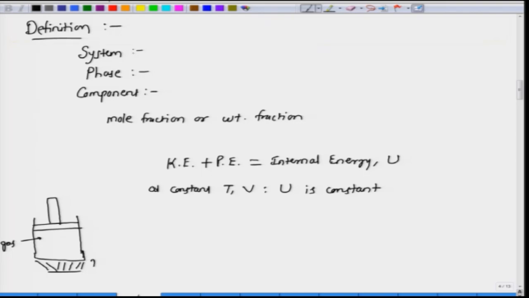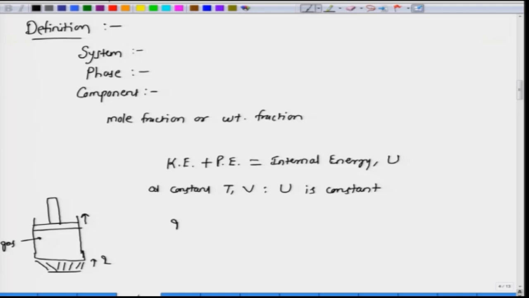So, when we add a little heat Q, the gas will expand. As the gas expands, it is doing some work on the surroundings. So, with the addition of some heat Q, some of this heat has been utilized to perform work, and the remaining is utilized to increase the internal energy of the system. So, this is the statement of the first law of thermodynamics: delta U is equal to Q minus W.